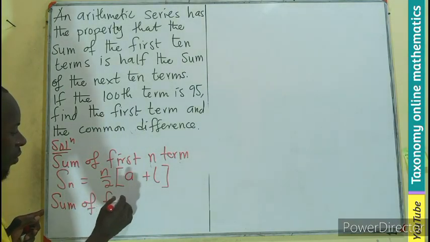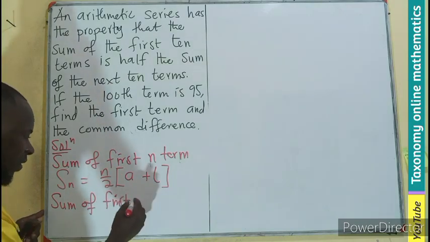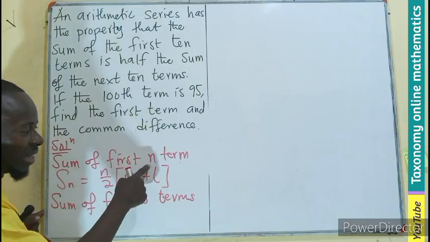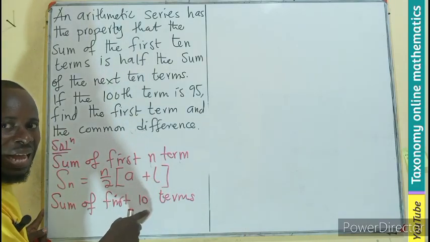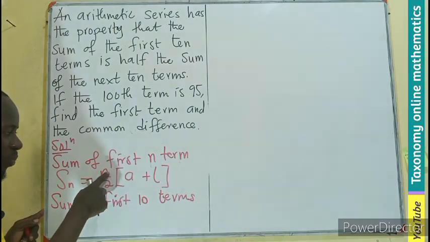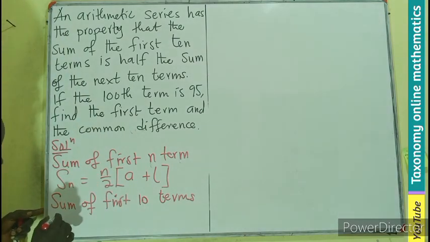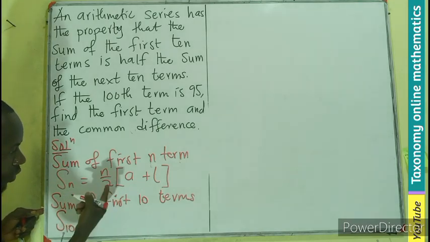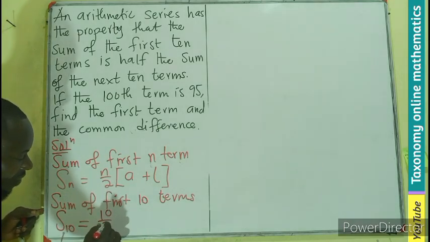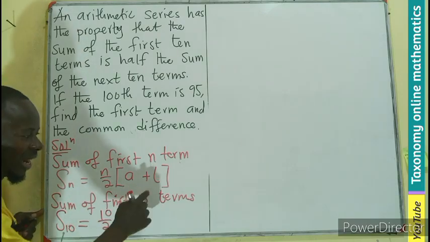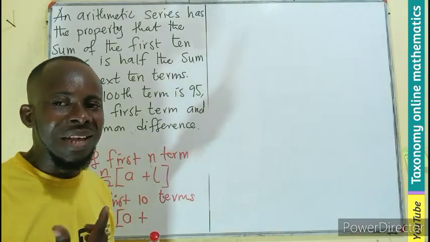So, the sum of the first 10 terms simply means that n is now 10. In place of n, I'll be having 10. That means S10 equals 10 divided by 2 times a plus the last term. What will be the last term?